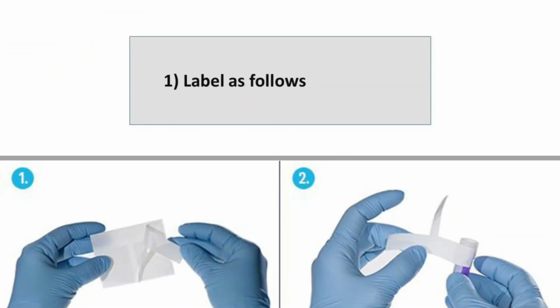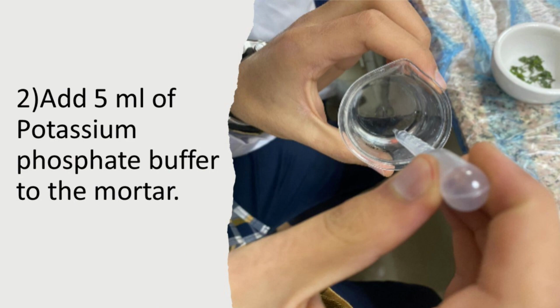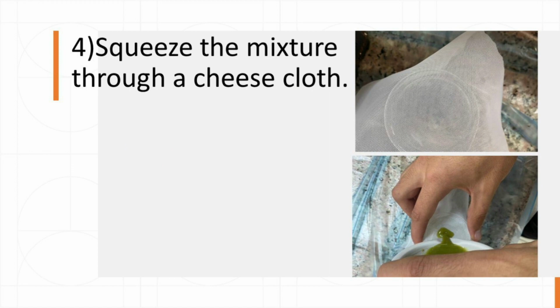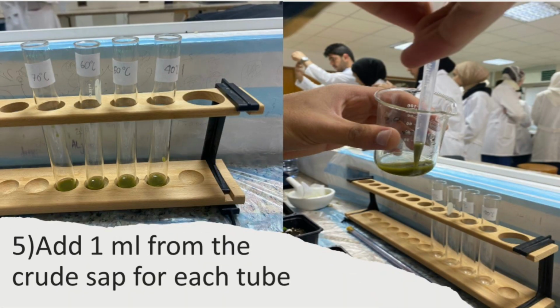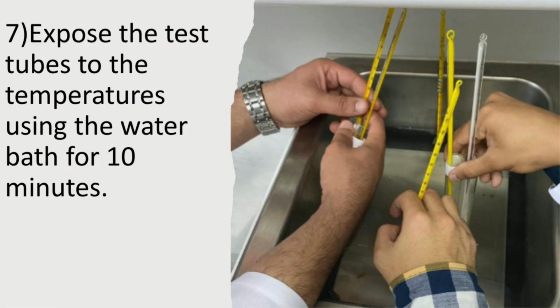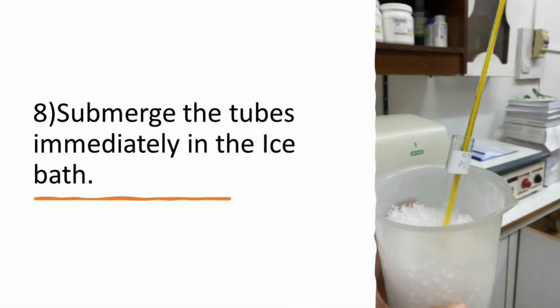1. Label as follows. 8 plants, 4 test tubes. 2. Add 5 ml of potassium phosphate buffer to the mortar. 3. Cut the symptomatic leaves of the infected plant into small parts and put them in the mortar, then grind them excessively. 4. Squeeze the mixture through a cheesecloth. 5. Add 1 ml from the crude sap to each tube. 6. Install the thermometer inside the tubes. 7. Expose the test tubes to the temperatures using the water bath for 10 minutes. 8. Submerge the tubes immediately in the ice bath.